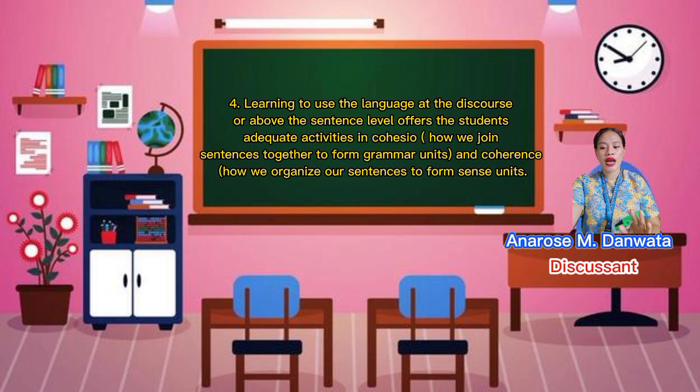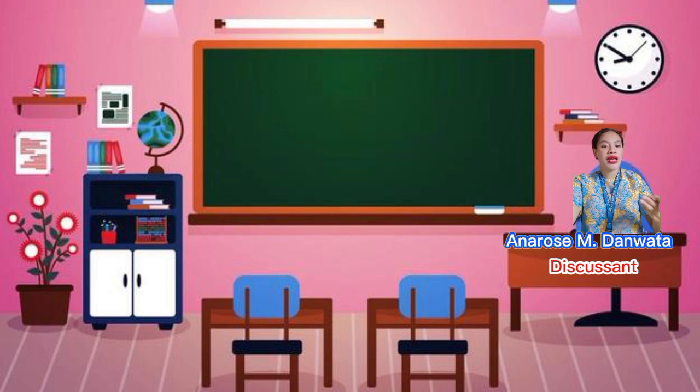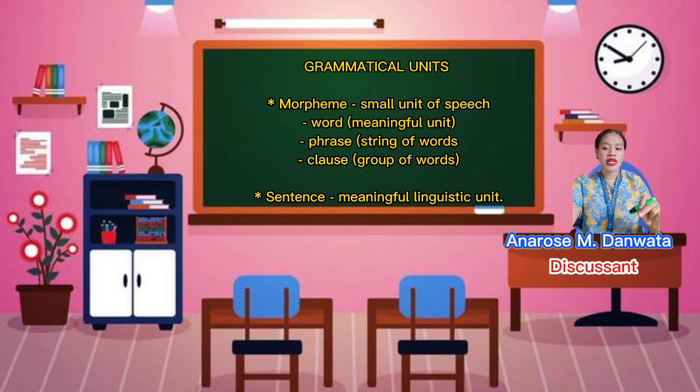Number four, learning to use the language at the discourse or above-the-sentence level offers the students adequate activities in cohesion, or how we join sentences together to form grammatical units, and coherence, how we organize our sentences to form sense units, a meaningful flow of ideas. Of course, if our grammar and our intonation are correct, the flow of the message to others is very clear.